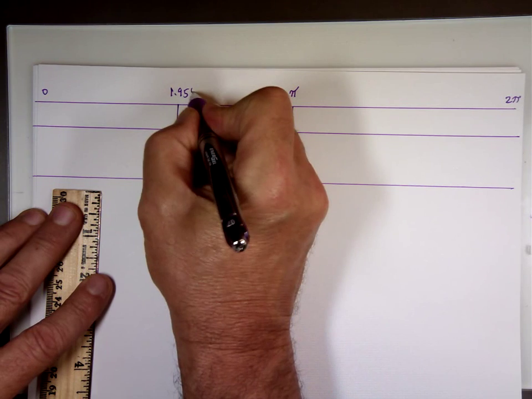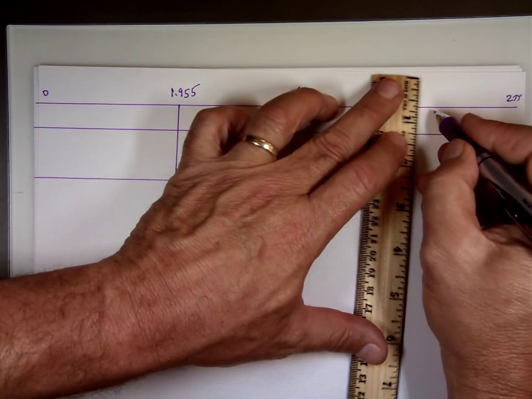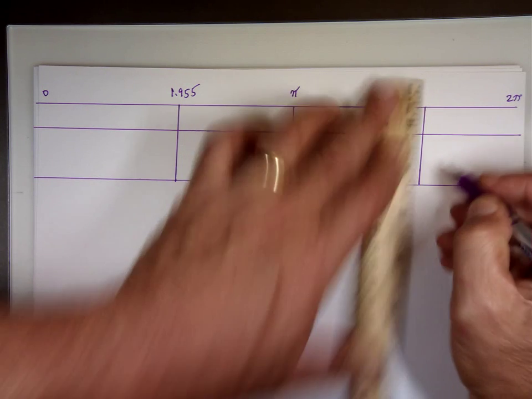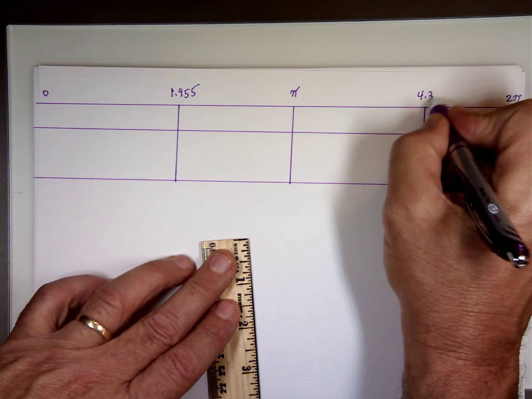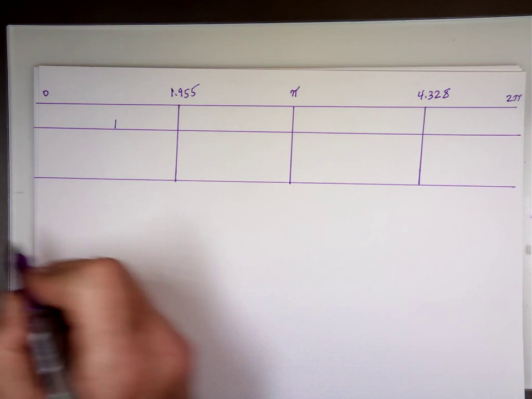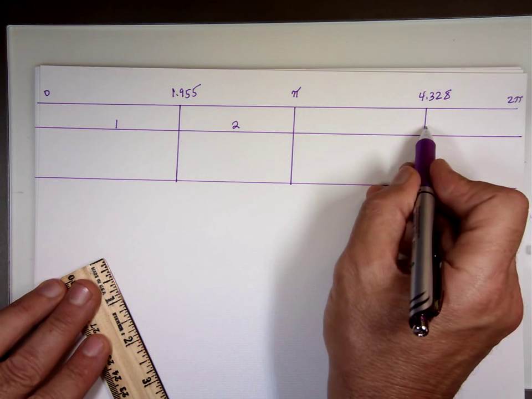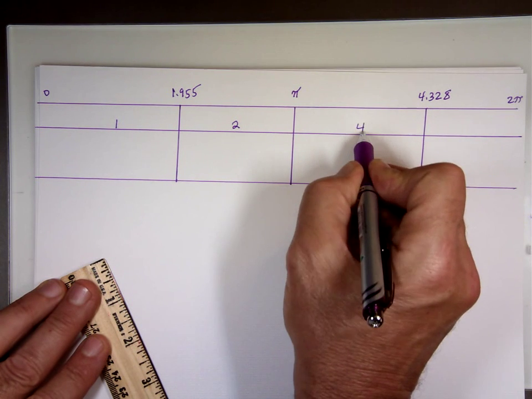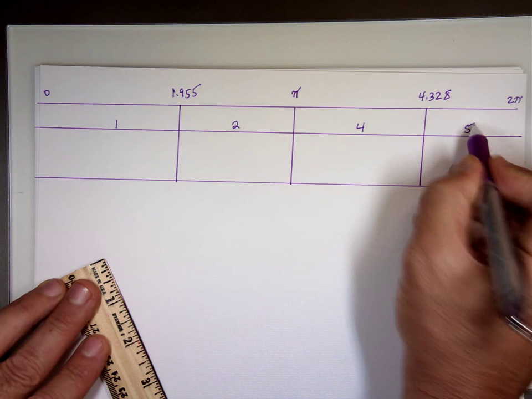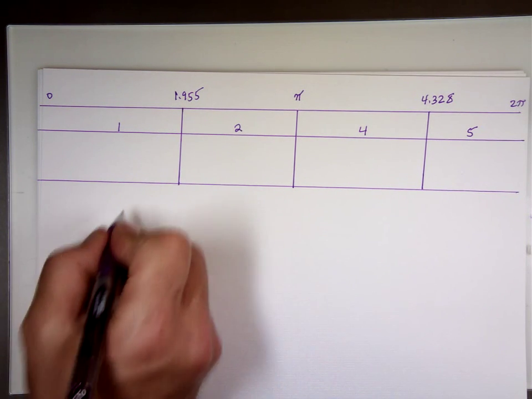And I have 4.328. So I'll take a test point. I'll use a 1. I'll use a 2. 3.14, 4.3. I'll use a 4. How about use a 5 here? And let's go to the second derivative and plug them in.